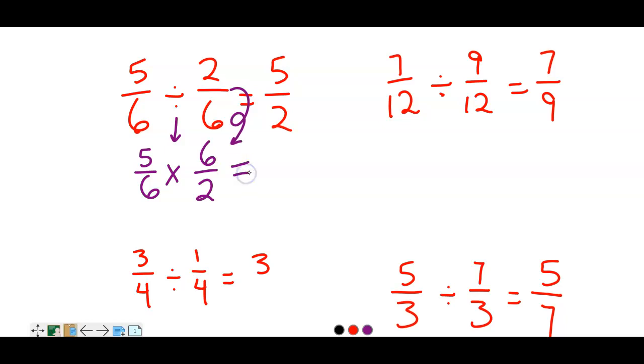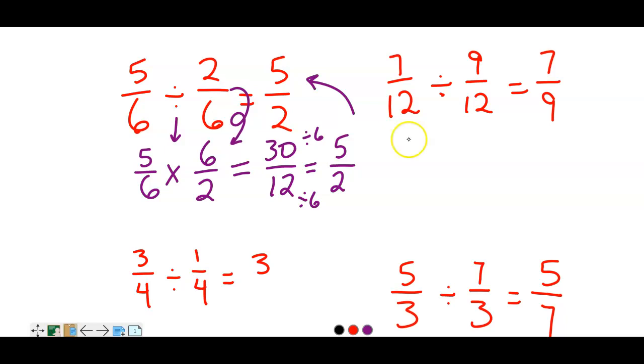So we have changed it from a division problem into a multiplication problem, and now we can multiply these numbers straight across. 5 times 6, and then we have 6 times 2, 30/12. 30/12 can be simplified. We can divide them both by 6. So 30 divided by 6 is 5. 12 divided by 6 is 2. And now we get the same thing we got up here, 5 halves. So multiply by the reciprocal. That is another strategy as well.